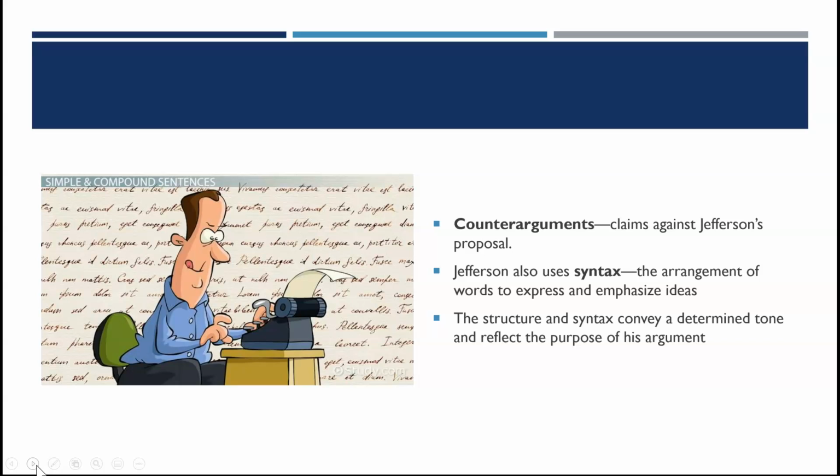Now, we're going to see several counter-arguments, and counter-arguments are claims against the proposal, specifically in this instance, Jefferson's proposal. He takes what people are saying against his proposal and he counters them. So if somebody is disagreeing with him, he's like, well, I could see why you would say this, but blah, blah, blah, blah. Like, he gives a reason why he's still correct. This is what a counter-argument is. Jefferson also uses syntax, the arrangement of words to express and emphasize ideas. The structure and syntax convey a determined tone and reflect the purpose of his argument.